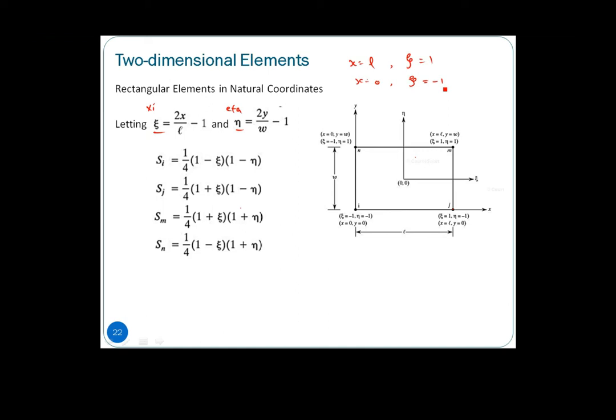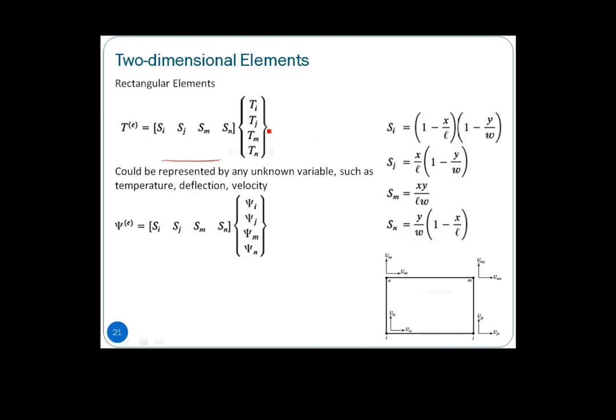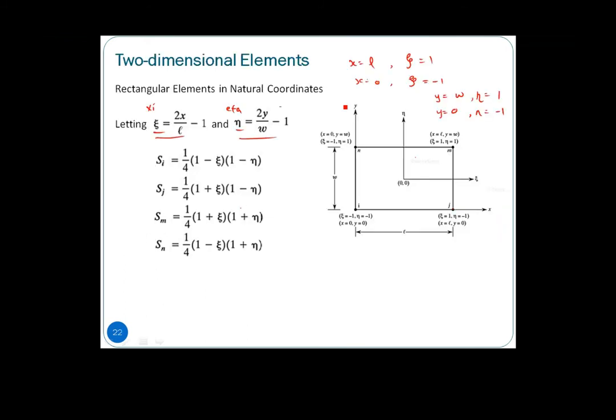Same with eta: when y equals W, then my eta equals 1, and if my y equals 0, then my eta equals -1. So just substitute these relationships for psi and eta into the shape functions that we have built just now in the local coordinates. Then we will have everything in natural coordinates, in terms of psi and eta.